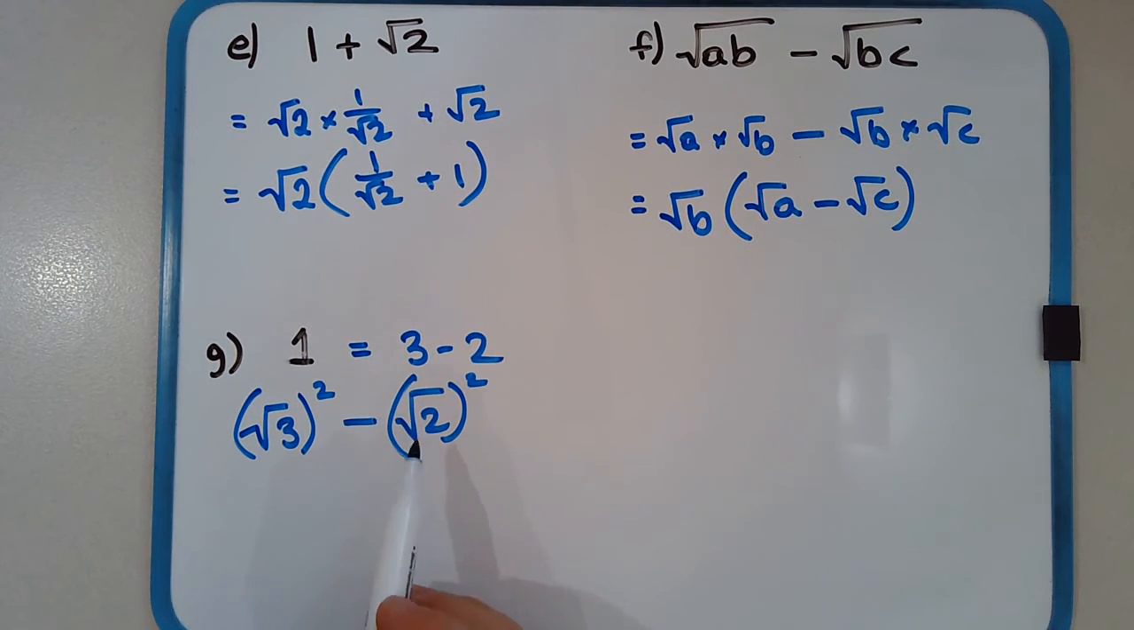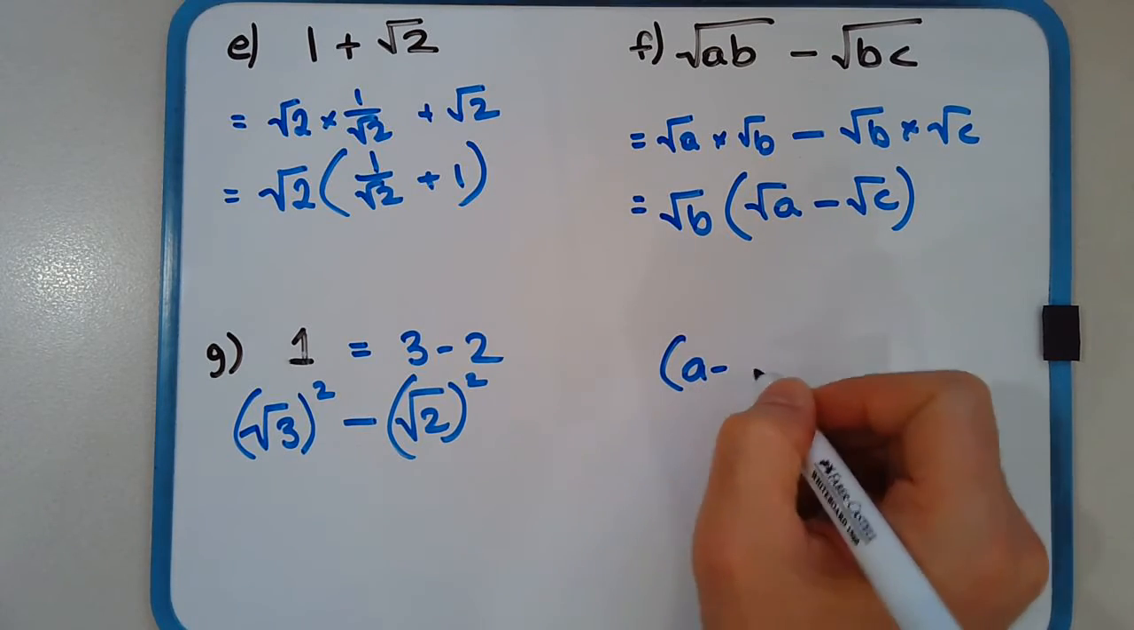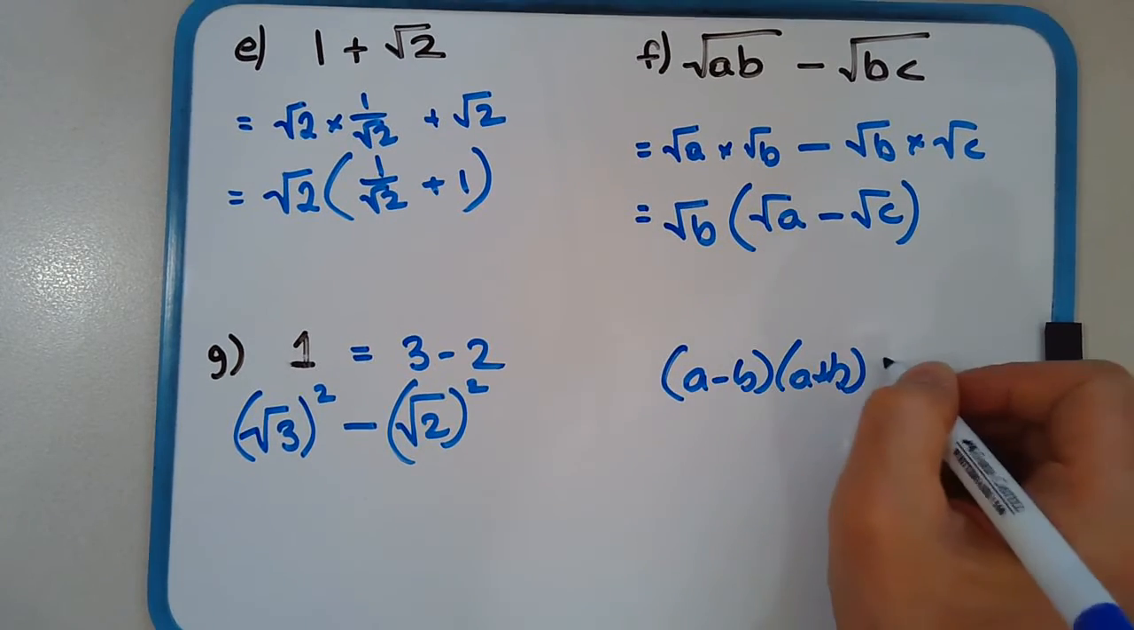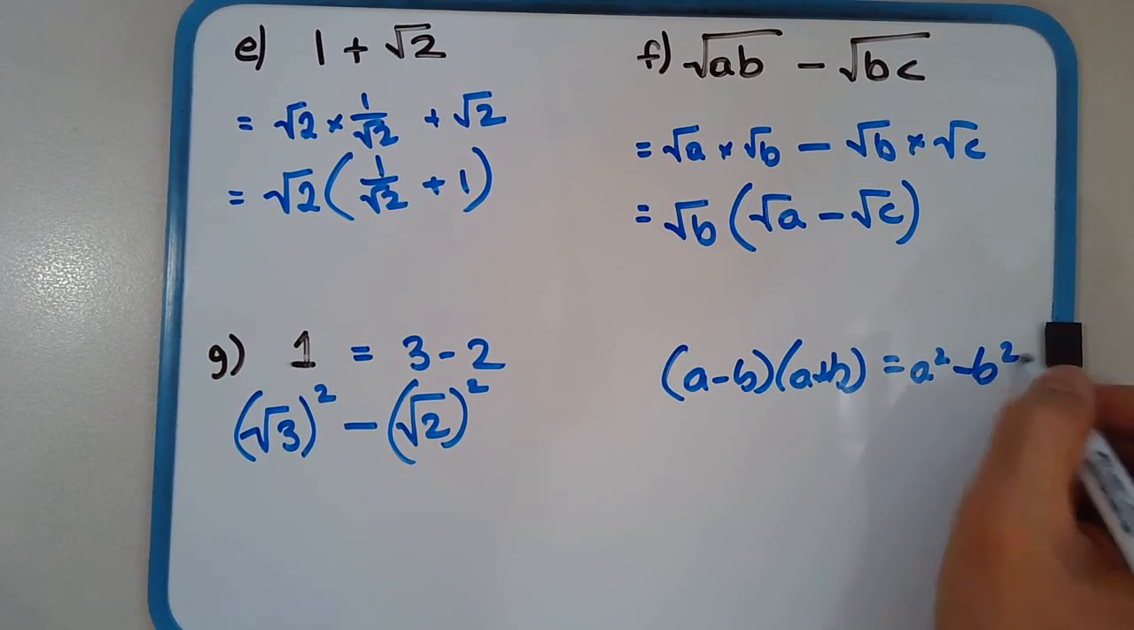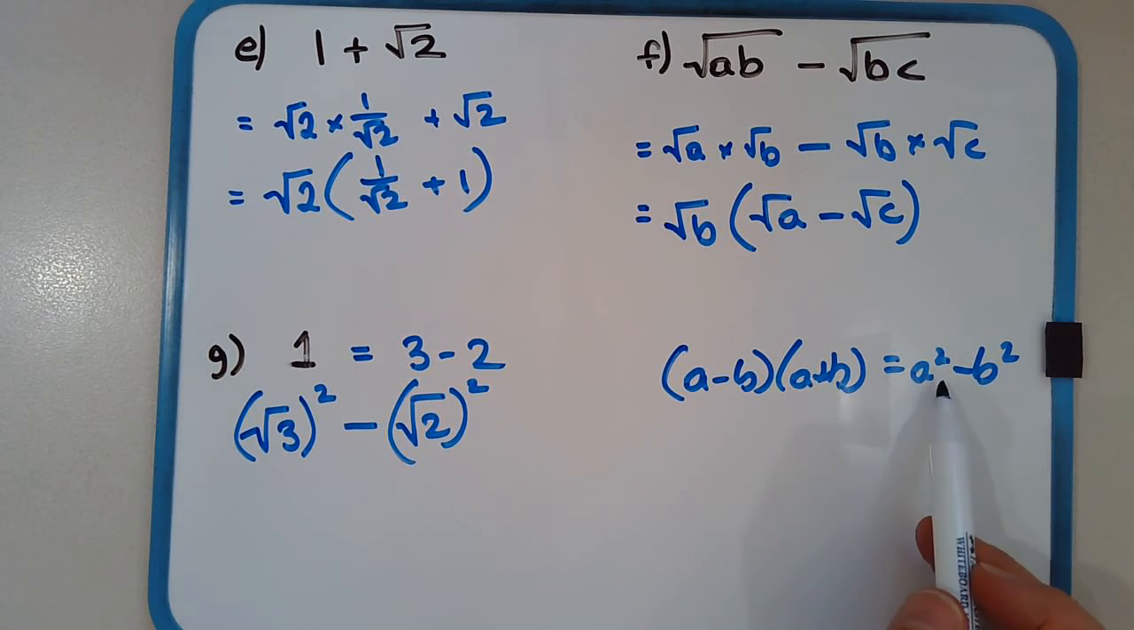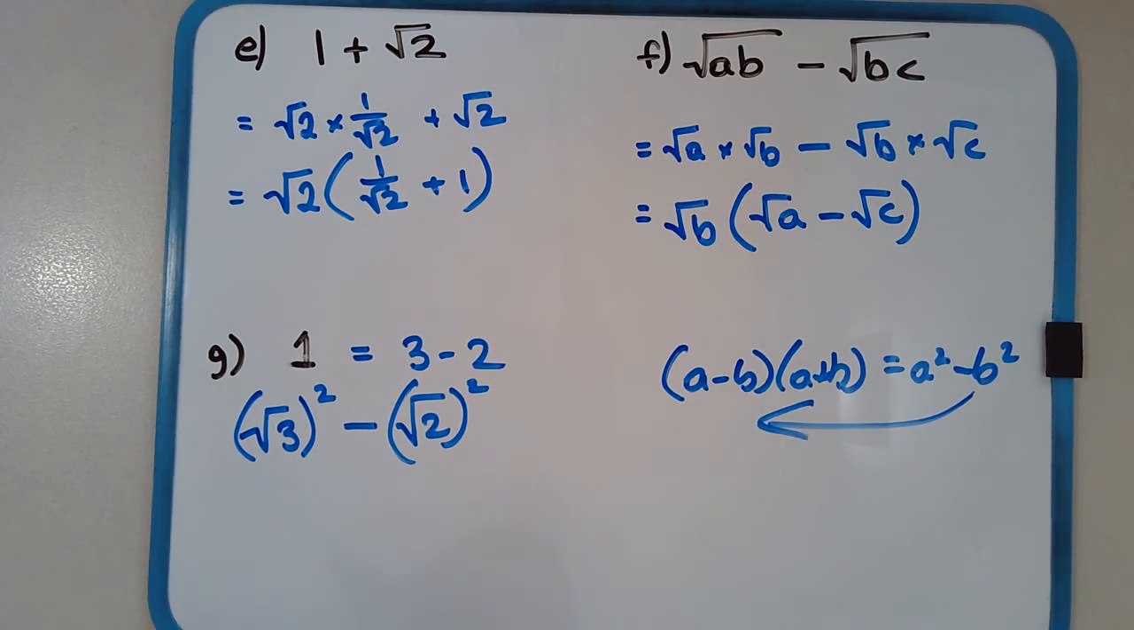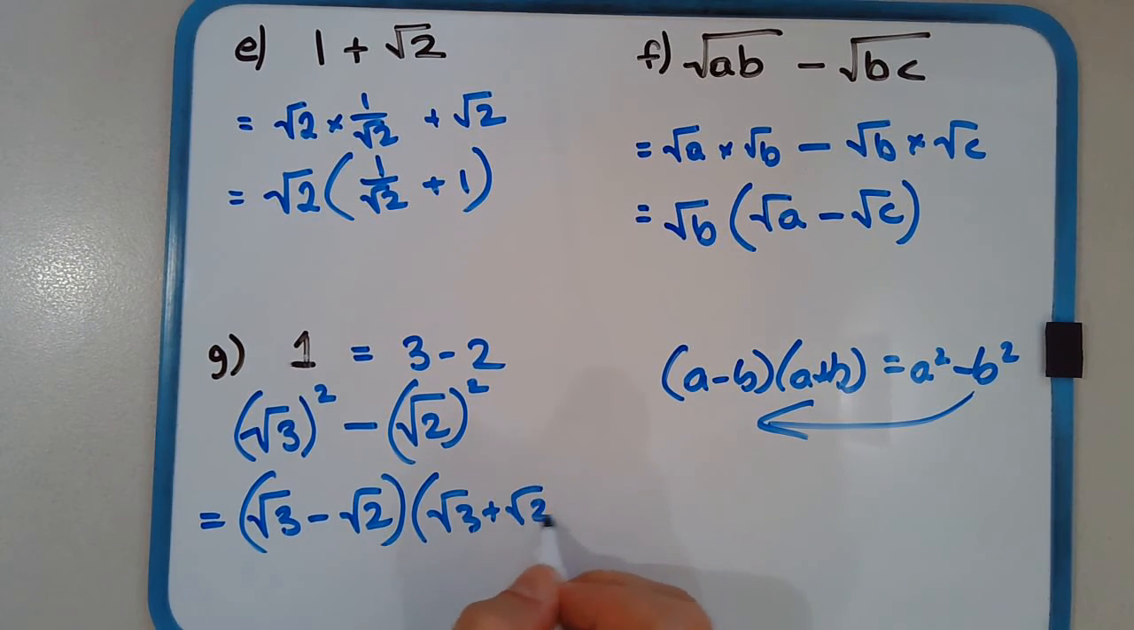So we can use difference of 2 squares factorization. If you're not quite familiar with that, there will be some videos coming up that will explain in a little bit more detail the difference of 2 squares factorization as well as expansion. If you know how to expand a difference of 2 squares, so remember this, a minus b, a plus b is equal to a squared minus b squared. We're now going backwards, a squared minus b squared, and we're going back to a minus b, a plus b. So in saying that, this would be root 3 minus root 2, root 3 plus root 2.